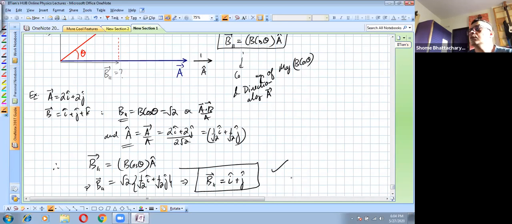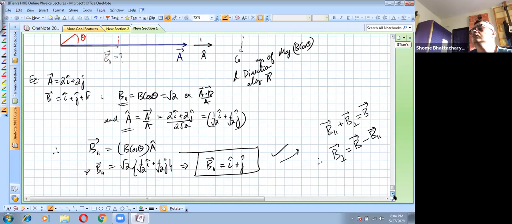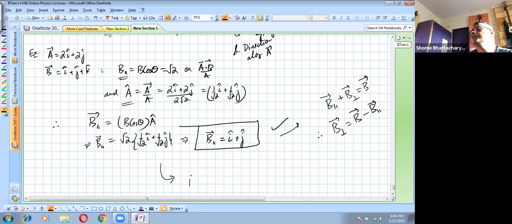Okay. Now the final step, B parallel plus B perpendicular as a vector sum will become how much? The vector B. So from this we can calculate the perpendicular component of B as just the original vector B minus the parallel component. So if I want to find the perpendicular component here, it is the original vector B minus the component parallel to it. The original vector B was this i cap plus j cap plus k cap, and the parallel component is this i cap plus j cap. So their difference is how much? So this is becoming this.